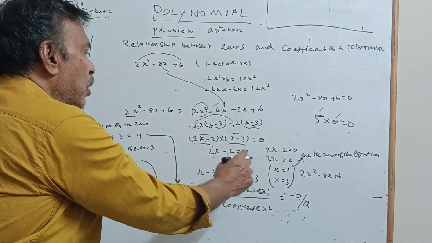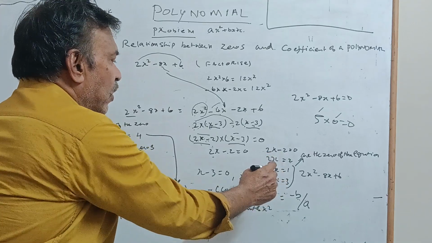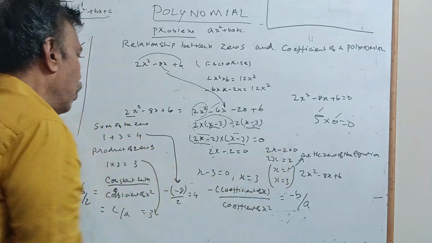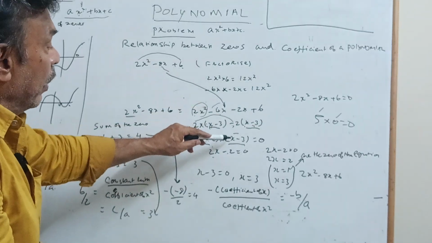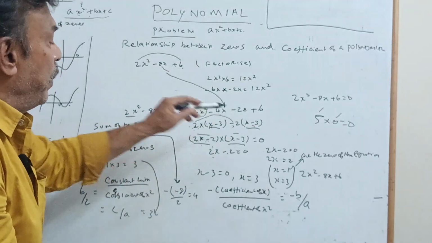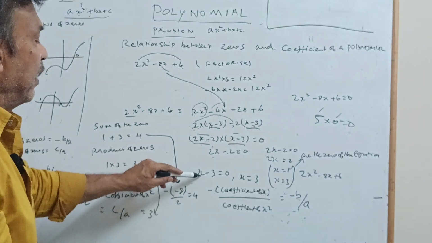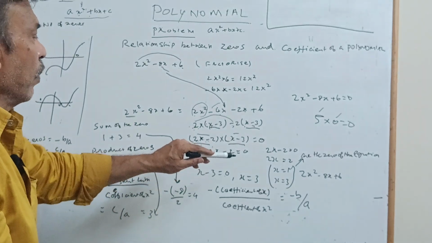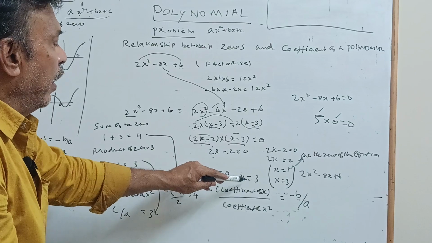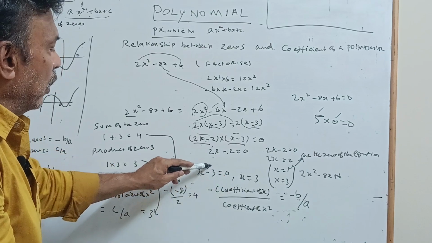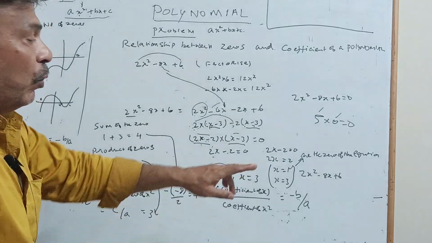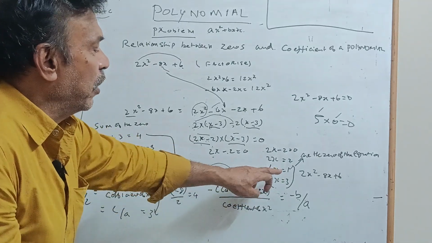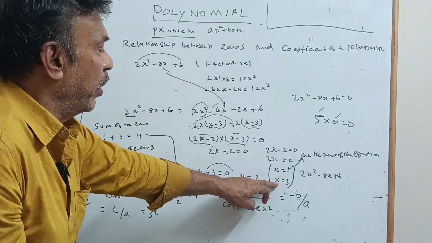So 2x minus 2 is 0, so 2x is equal to 2, so x is equal to 1. You get x is equal to 1. Now we are assuming that x minus 3 may be 0. So we are writing x minus 3 equal to 0. In that case, if the 3 goes across, x becomes 3. So we have two zeros now: x is equal to 1 and x is equal to 3.